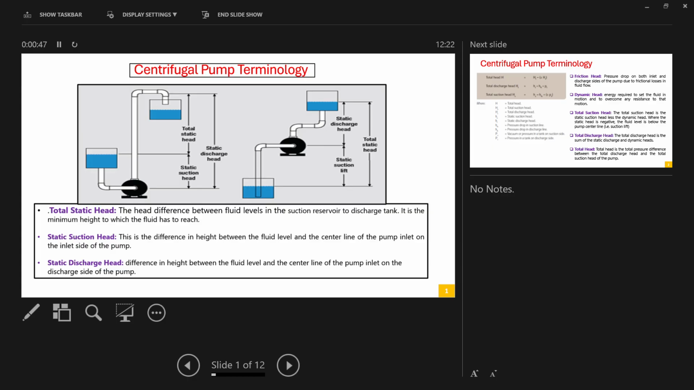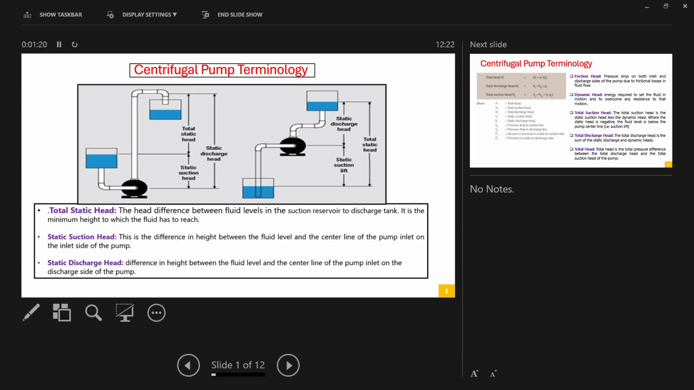Friends, today we are going to discuss some centrifugal pump terminology which you need to understand thoroughly, because these parameters are required mainly to know the pump discharge power and pump required power.